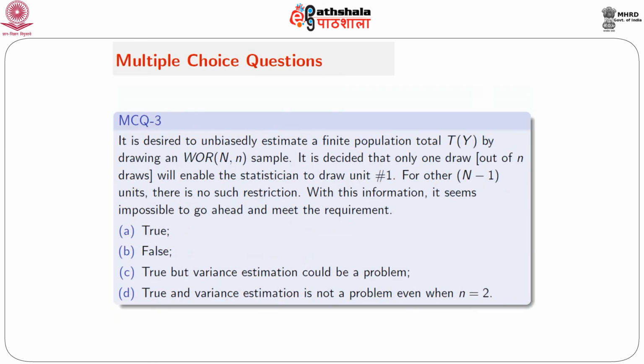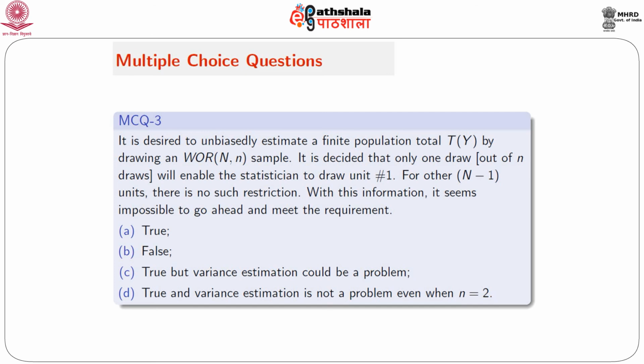It is desired to unbiasedly estimate finite population total T of y by drawing a without replacement capital N small n sample. It is decided that only one draw out of n draws will enable the statistician to draw unit number 1. For the other n minus 1 units, there is no such restriction. With this information, it seems impossible to go ahead and meet the requirements. True, false, true, but variance estimation could be a problem, and true and variance estimation is not a problem even when small n is 2. So let's try to understand the problem.